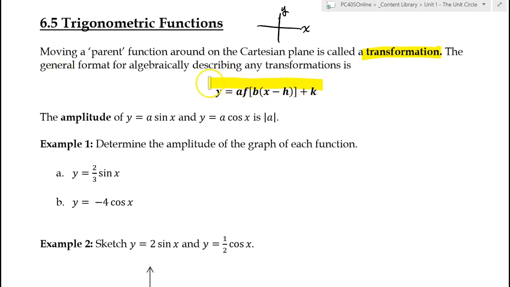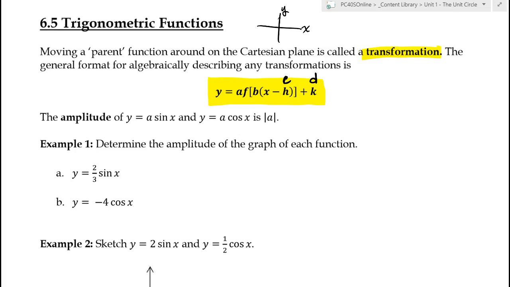And in general, for all of them, for any graph, any function at all, we talk about the transformation looking like this. So we've got A, B. Here we see H and K. We also can call that C and D, and that's usually where I default to. H and K ties in the idea of quadratics that you would have seen in grade 11.